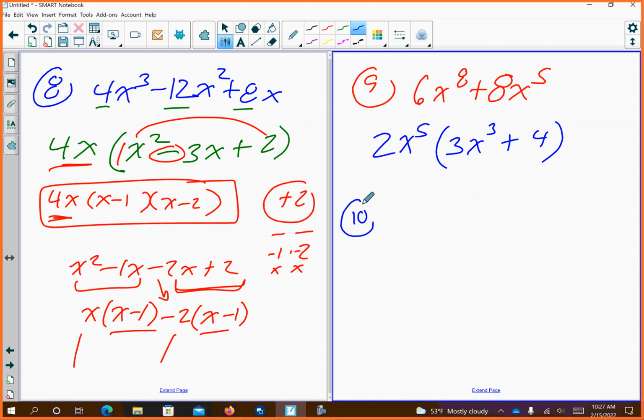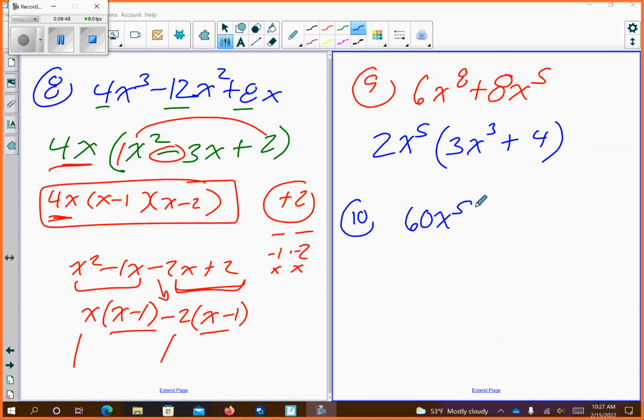Number 10, we can squeeze down here. 60x to the 5th y to the 3rd plus 18x to the 4th y to the third. Okay. The only thing to factor out here is the greatest common factor. So let's look at the 60 and the 18. What's the biggest number that goes into both 60 and 18?